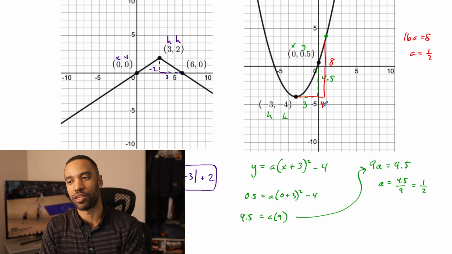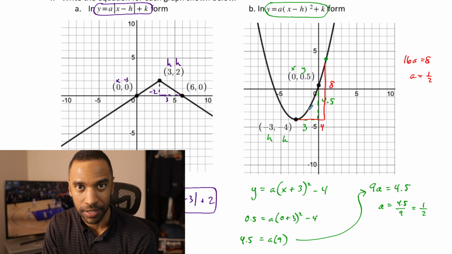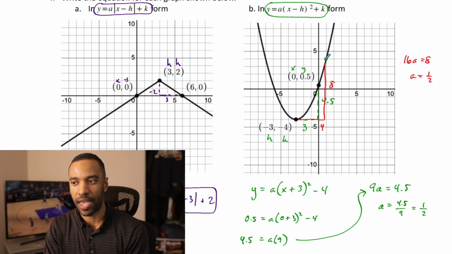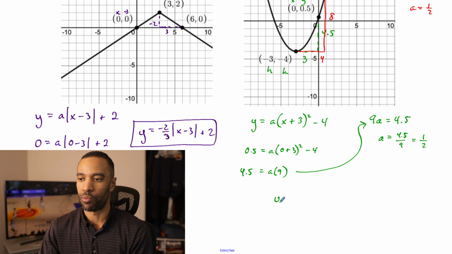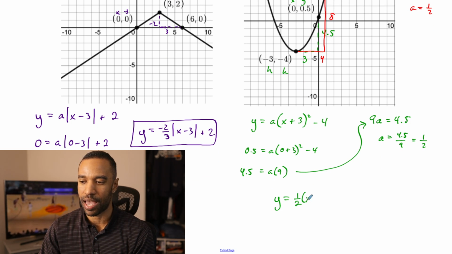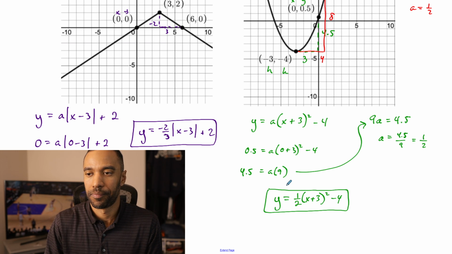My concept is basically with my tableless method saying, if I were to graph this, what equation would it have been? I'm going over 4, going up 8. That's half of 16. Well, A is 1/2. So the final equation is going to be y equals 1/2 times x plus 3 quantity squared minus 4. Okay. All right.